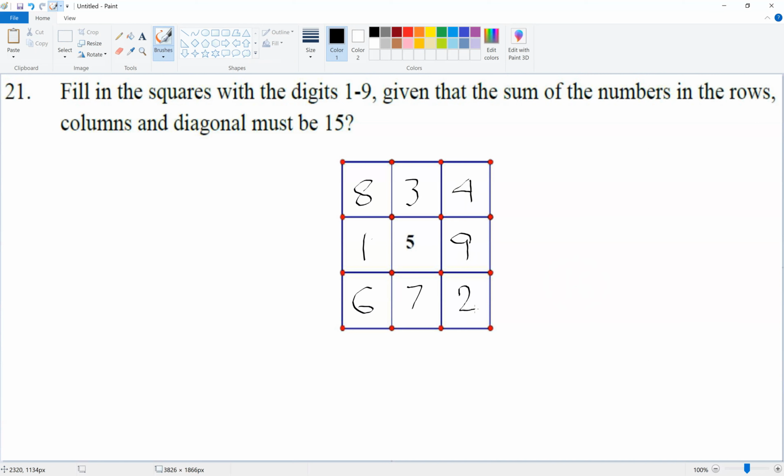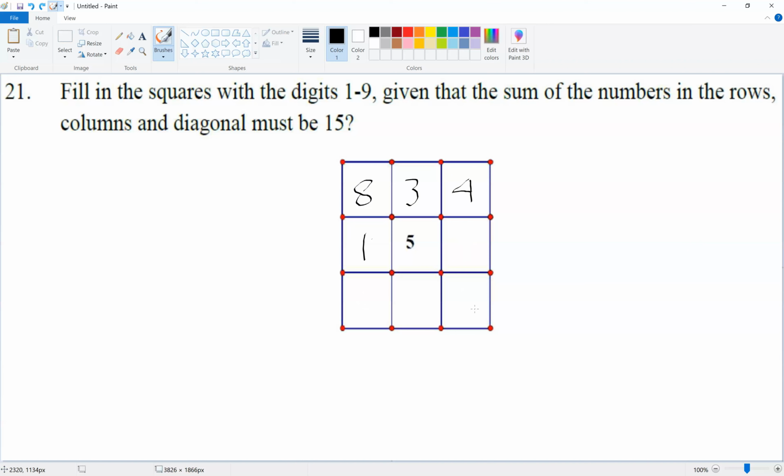Okay, and how did you find it? Do you know any tricks? No, I just added them. Does anybody know any trick to make a magic square? There are actually multiple solutions.